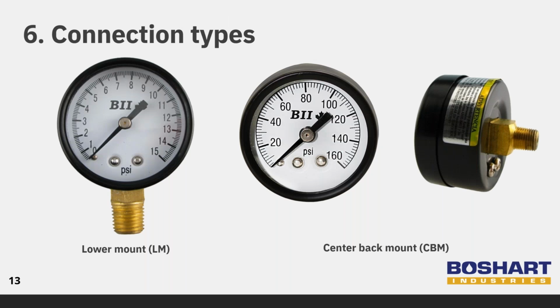Lower mount and center back mount connections with national pipe thread are the most popular types for pressure systems in the US and Canada. The difference between a lower mount and a center back mount is simply the direction the gauge dial faces in relation to the pressure connection.